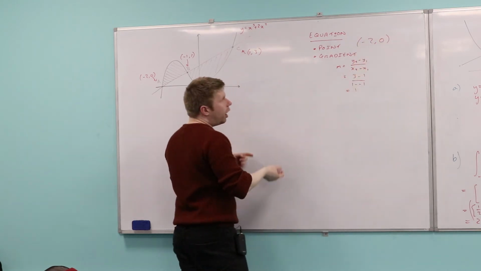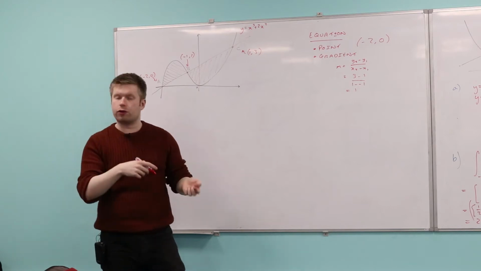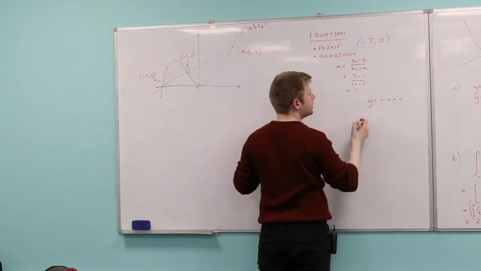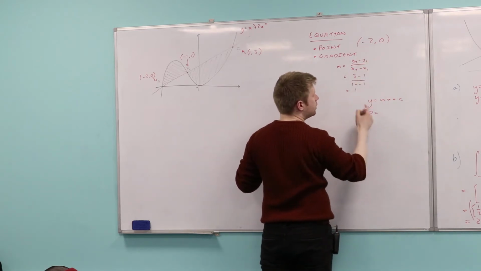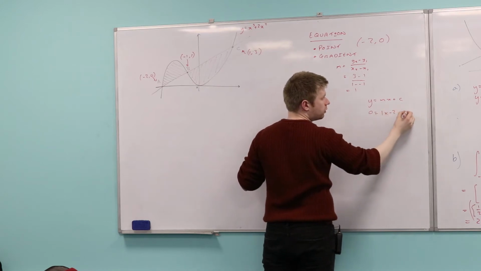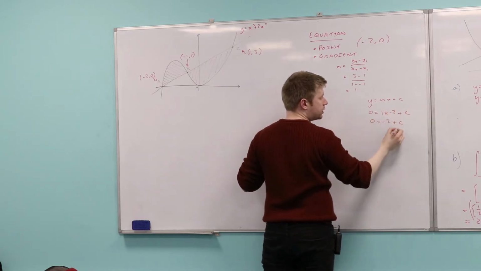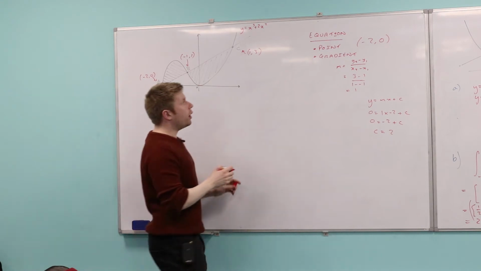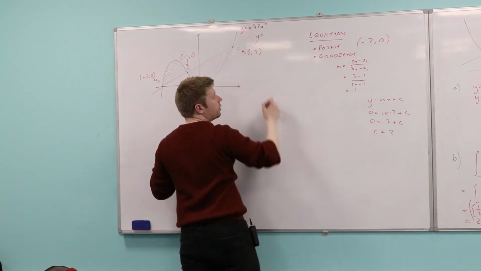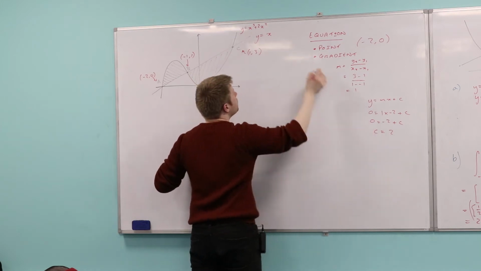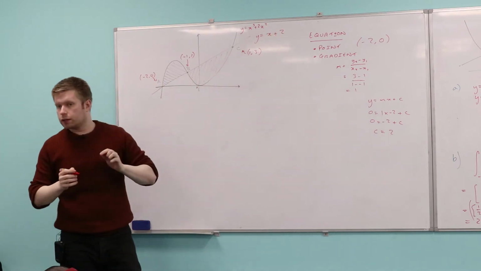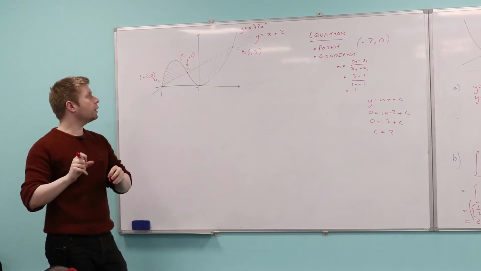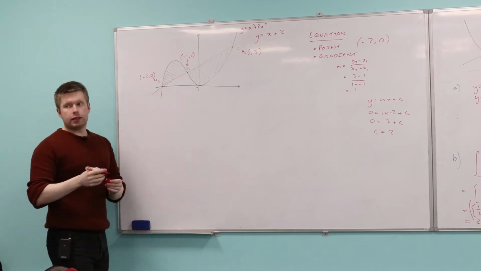Negative 2, 0. I could stick it into y equals mx plus c and then follow it through from there. So y equals mx plus c. y is equal to 0, x is equal to negative 2, my gradient is equal to 1. So I get 0 equals negative 2 plus c, which means that, adding 2 to both sides, c must be equal to 2. So the equation of my line is y equals 1x, or just x, plus c, which is 2. Does that make sense? Any questions about that? That's just coordinate geometry. Okay, good. Now we have everything that we need, don't we?